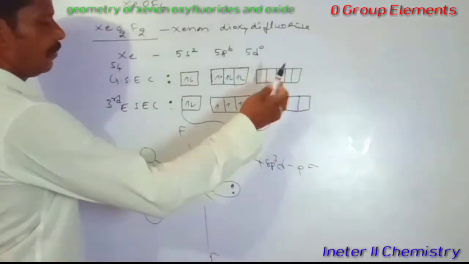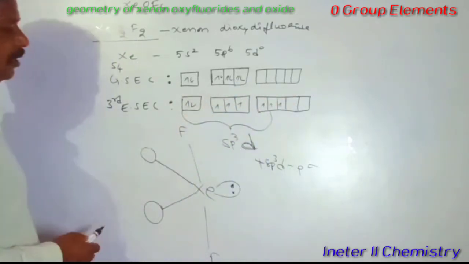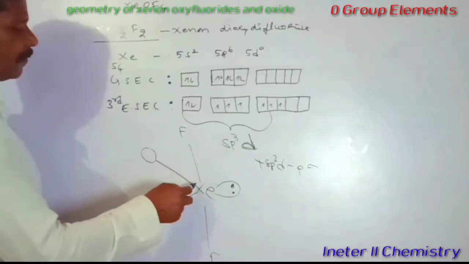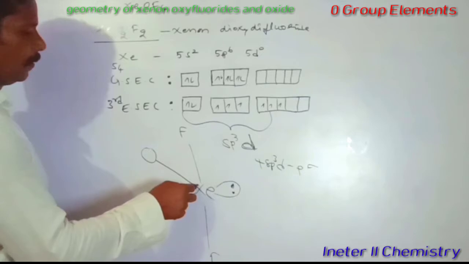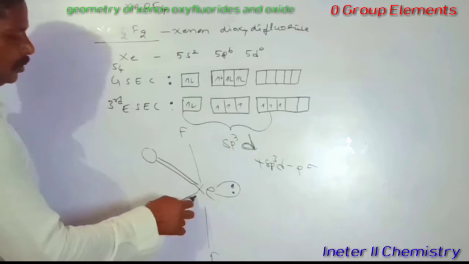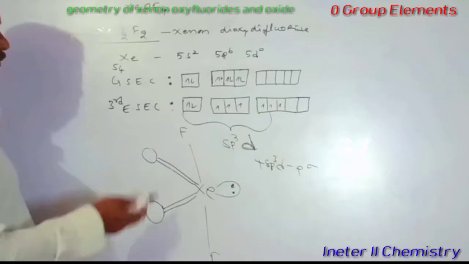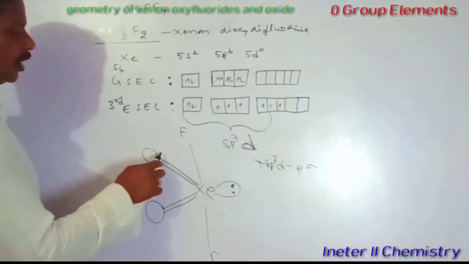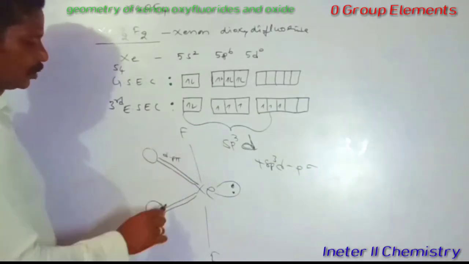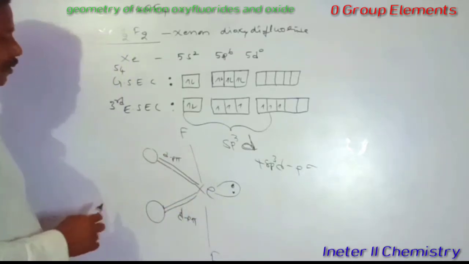At xenon, the remaining unhybridized orbitals, the pure d orbitals, are there. These d orbitals of xenon partially overlap with the p-y orbitals of oxygen. The double bond is formed. So here one pi bond and here also one pi bond. Totally how many pi bonds are formed? Totally 2 pi bonds. These pi bonds are called dp pi bonds.